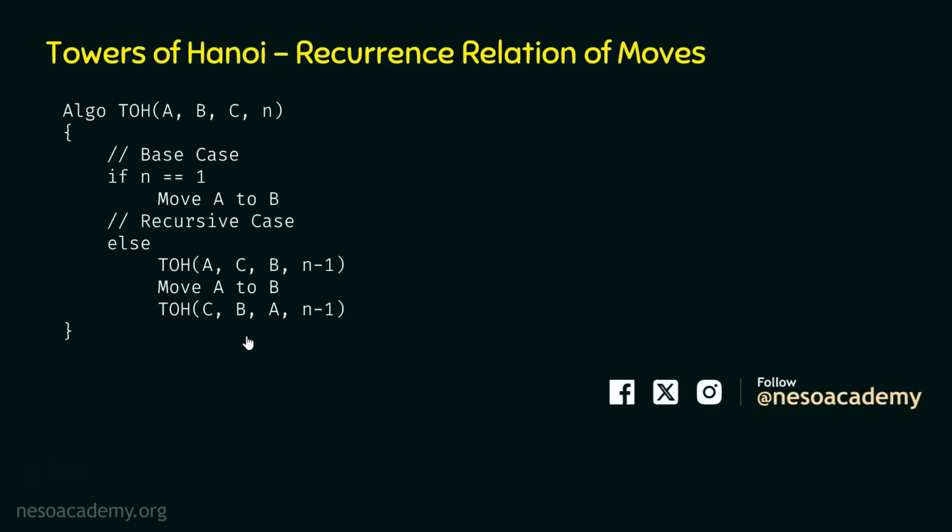Now, from this algorithm, we can write the recurrence relation of moves, and from the recurrence relation of moves, by applying the substitution method, we can easily obtain the formula to calculate the number of moves when there are n disks. Here we know that this algorithm has the capability to transfer n disks from peg A to peg B via peg C. Now, we are ready to write the recurrence relation of moves for this algorithm.